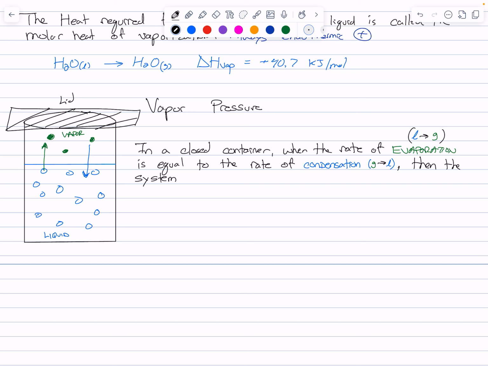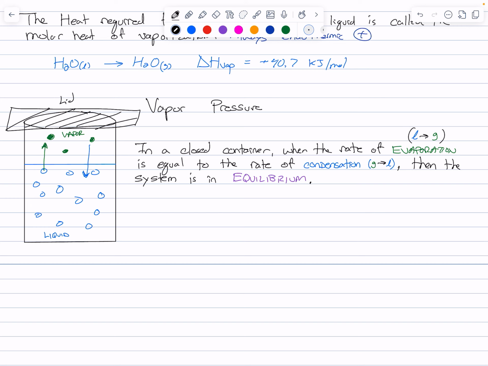the system is in this new word, equilibrium. So then the rates are the same. The rate of condensation equals the rate of evaporation. Okay, so the rates are the same.